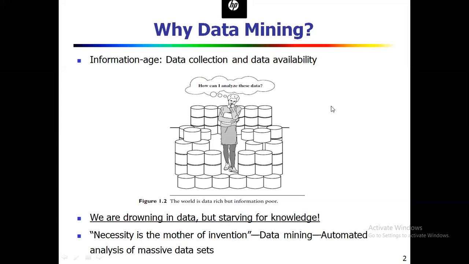So this data belongs to several businesses. This data belongs to different social networks. This data belongs to different real-time traffic or real-time networks in terms of IoT. And in fact, we are living in a computerized society where we have everything in the digital form now.